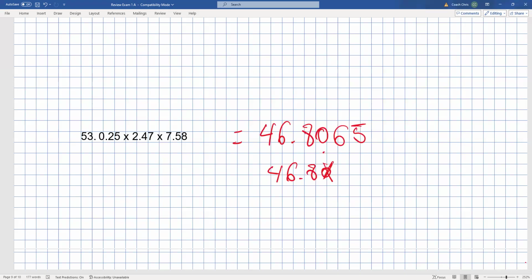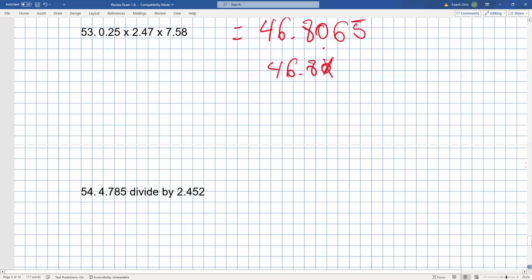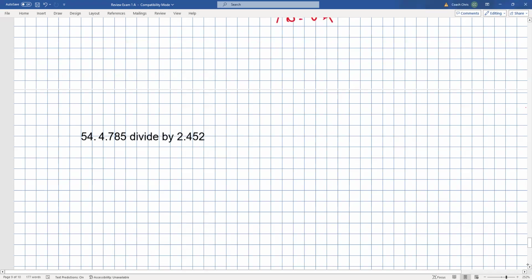Record this answer to the 3rd place, is going to be 46.807 because of the 5. All right, so let's check. In this case right here, you got a decimal number, 4.785 divided by 2.452. All right, so you have a long answer.